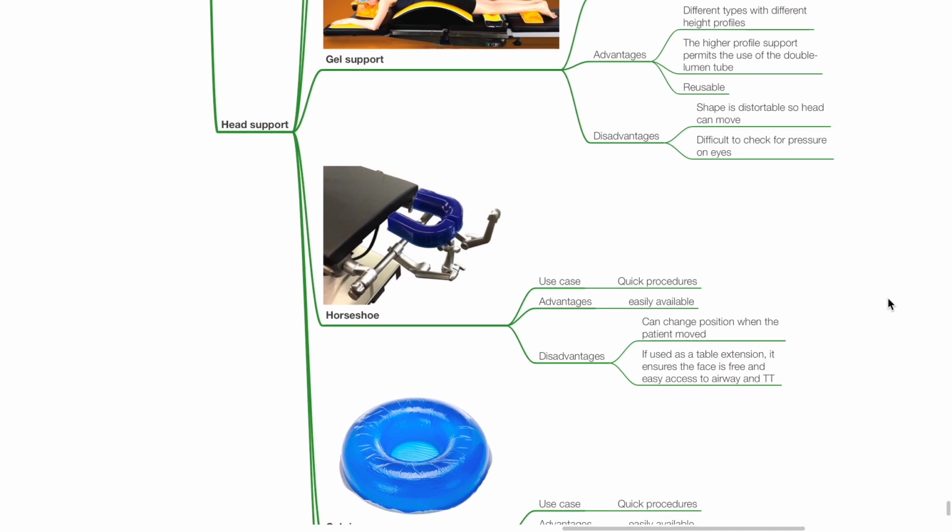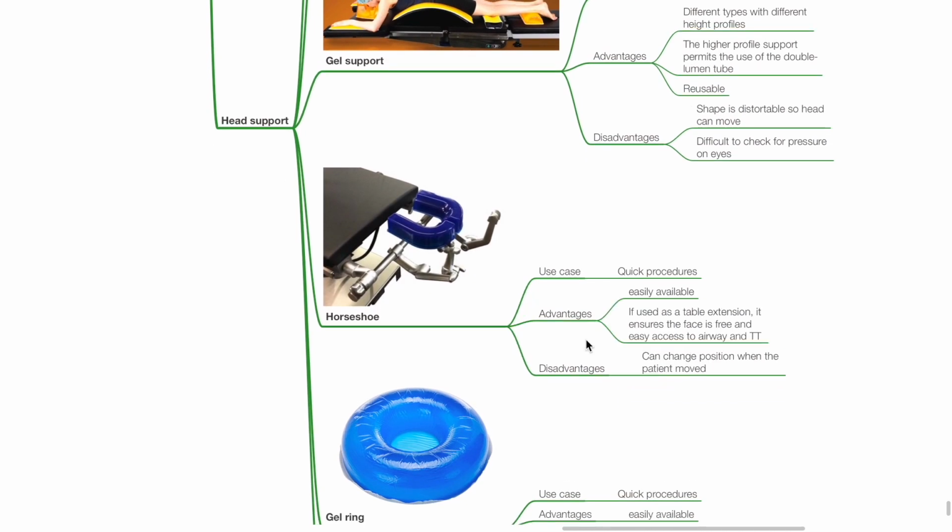The horseshoe head support. Use case: for quick procedures. Advantages: it is easily available. If used as a table extension, it ensures the face is free and easy access to the airway and tracheal tube is provided. Disadvantages: the support can change position when the patient is moved.